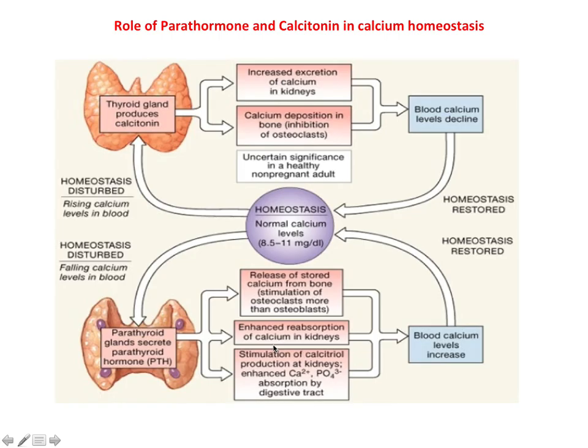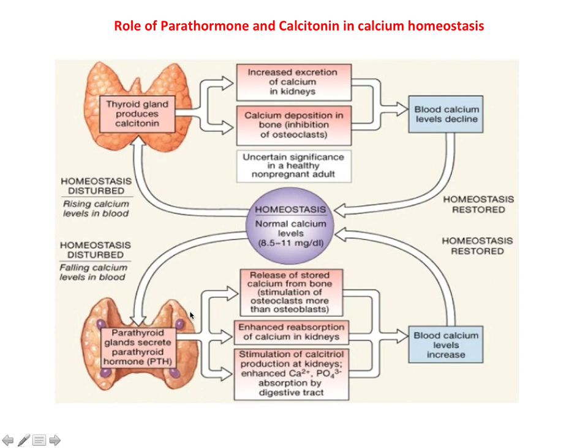Now the role of parathyroid and calcitonin in calcium homeostasis. So in the last lecture, I discussed the role of calcitonin in the maintenance of calcium ion in the blood. Now I will discuss the role of PTH, or parathyroid, in calcium homeostasis. So here you can see when the blood calcium level falls, the chief cells of the parathyroid gland secrete the PTH, or parathyroid hormone.